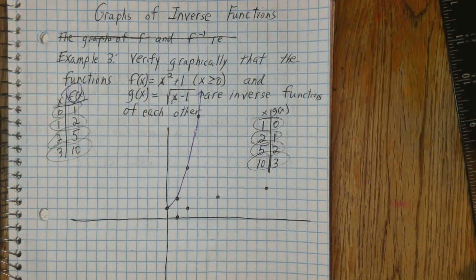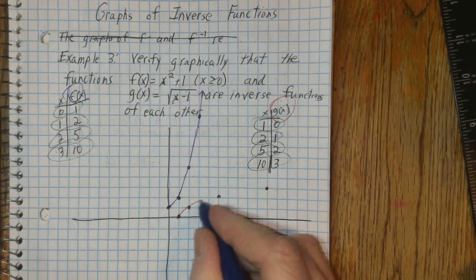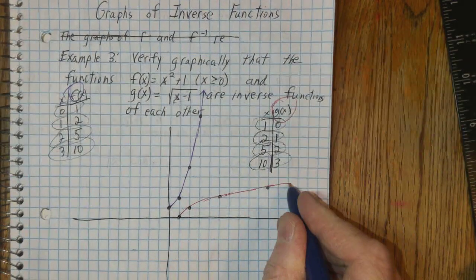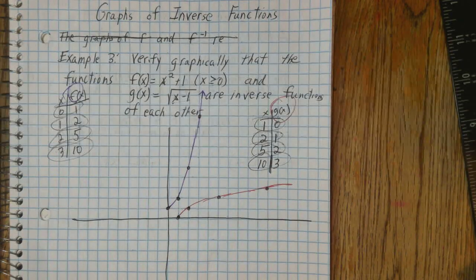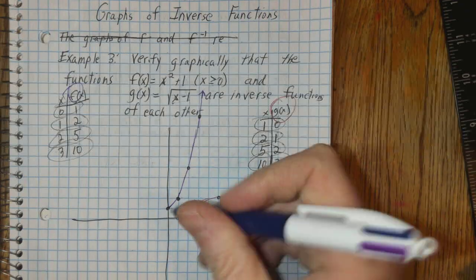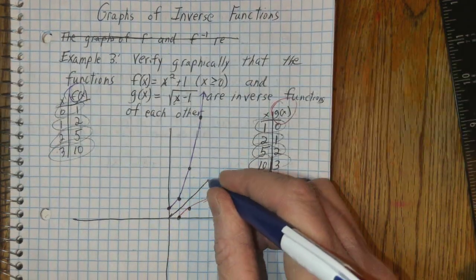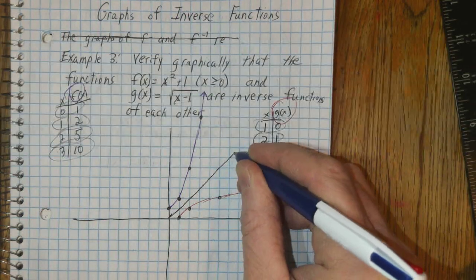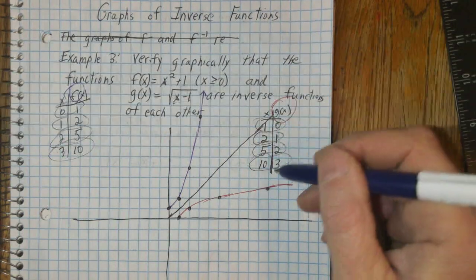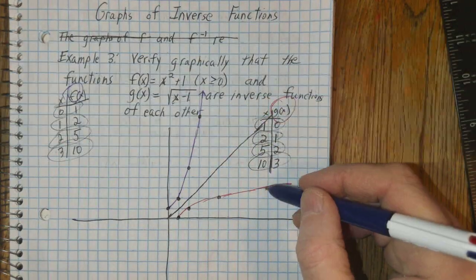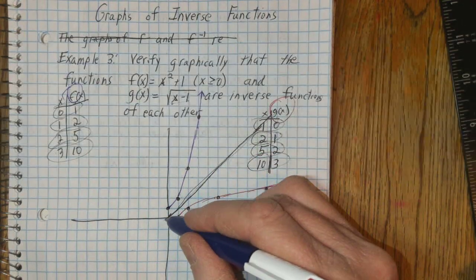Let me do that one in red. G is the red function. Now that increases gradually there. And then y equals x. Let's plot y equals x. 0, 0, 1, 1, 2, 2, 3, 3, 4, 4, 5, 5, 6, 6, 7, 7, 8, 8, 9, 9, 10, 10. And notice the reflection of each of these points over the y equals x line.